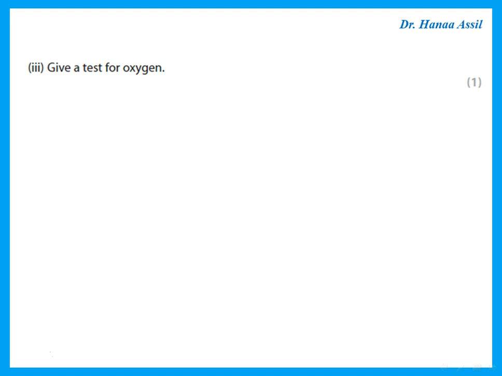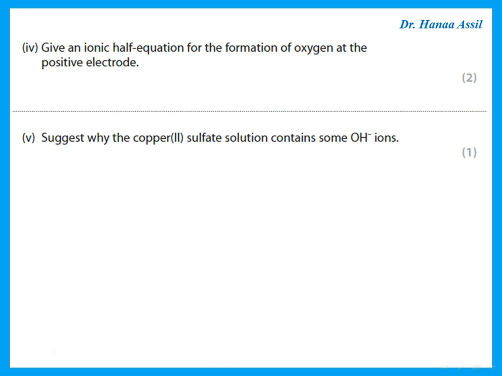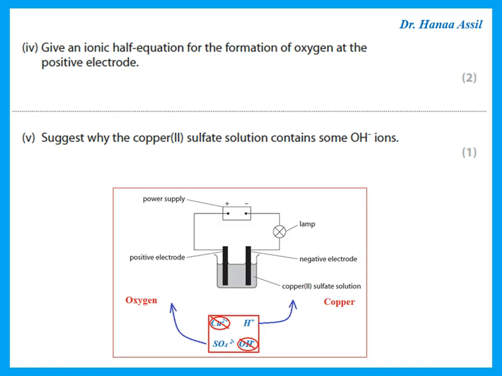Then he says, give a test for oxygen. What is the test for oxygen? Remember, we said for oxygen, we use a glowing splint. So we say insert a glowing splint, it relights. This is the test for oxygen. Give an ionic half equation for the formation of oxygen at the positive electrode.